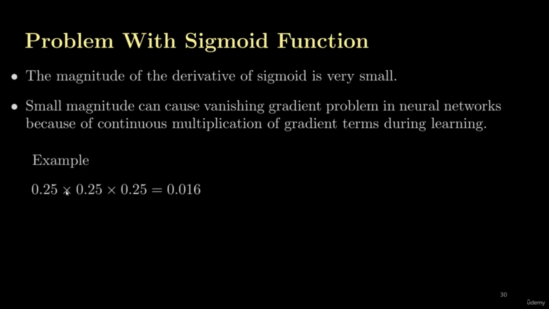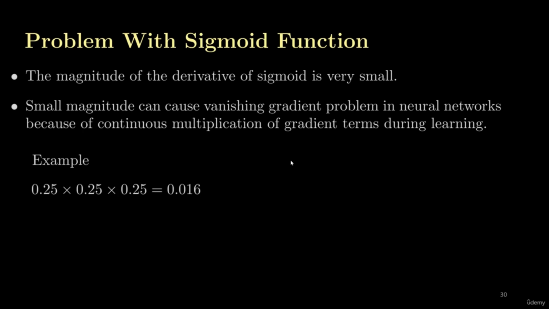So if we need to multiply 0.25 more than one time, our value becomes close to 0. Here is the example. Here 0.25 is multiplied 3 times, so its value is close to 0, that is 0.016. If we keep on multiplying 0.25 with itself, we will get a 0 value. So if we get a 0 value during backpropagation or during the learning of a neural network, our neural network will not learn, and that problem is called the vanishing gradient problem.